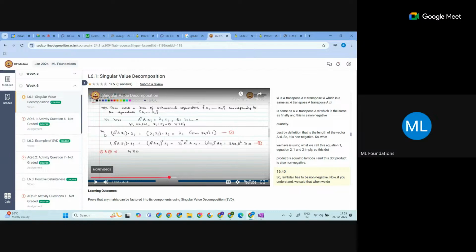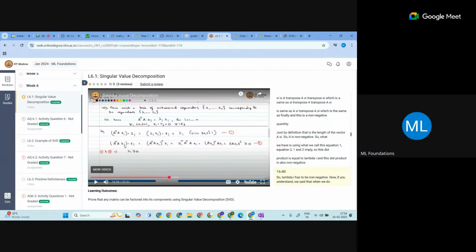So what is the first reason? If you do A transpose A times xi, then this is going to be just lambda xi, and the outside is xi, and this is going to be lambda I, since the norm is 1. So this is just lambda I. And the second thing is here.